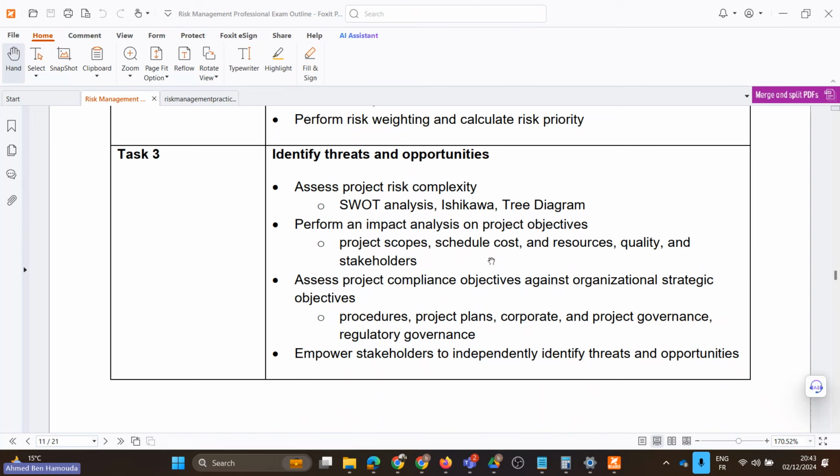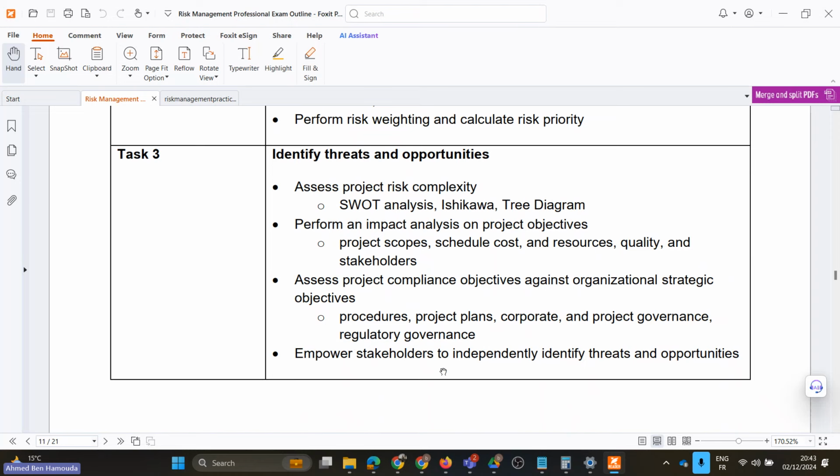Okay. And then we come to such an important point in the project, which is about the project compliance. So, assessing the project compliance objectives against the strategic objectives, such as compliance with procedures, plans, governance, regulatory governance. And about this regulatory governance, there are quite some questions in the RMP exam.